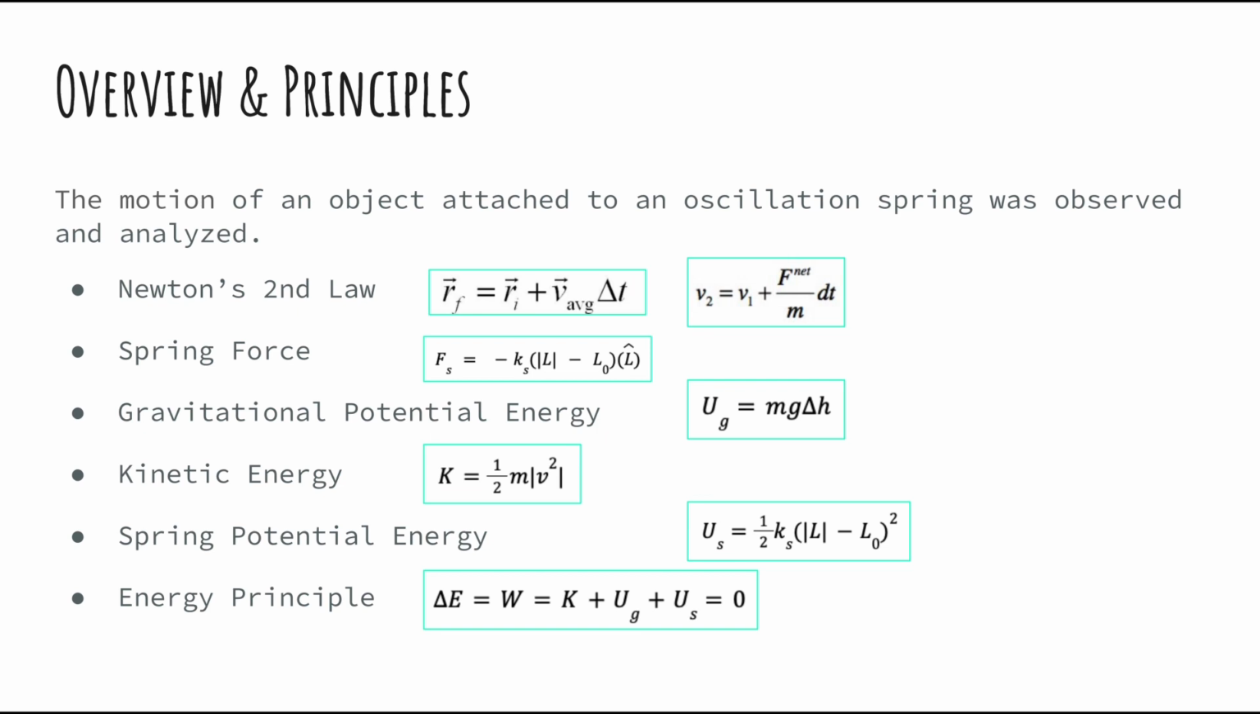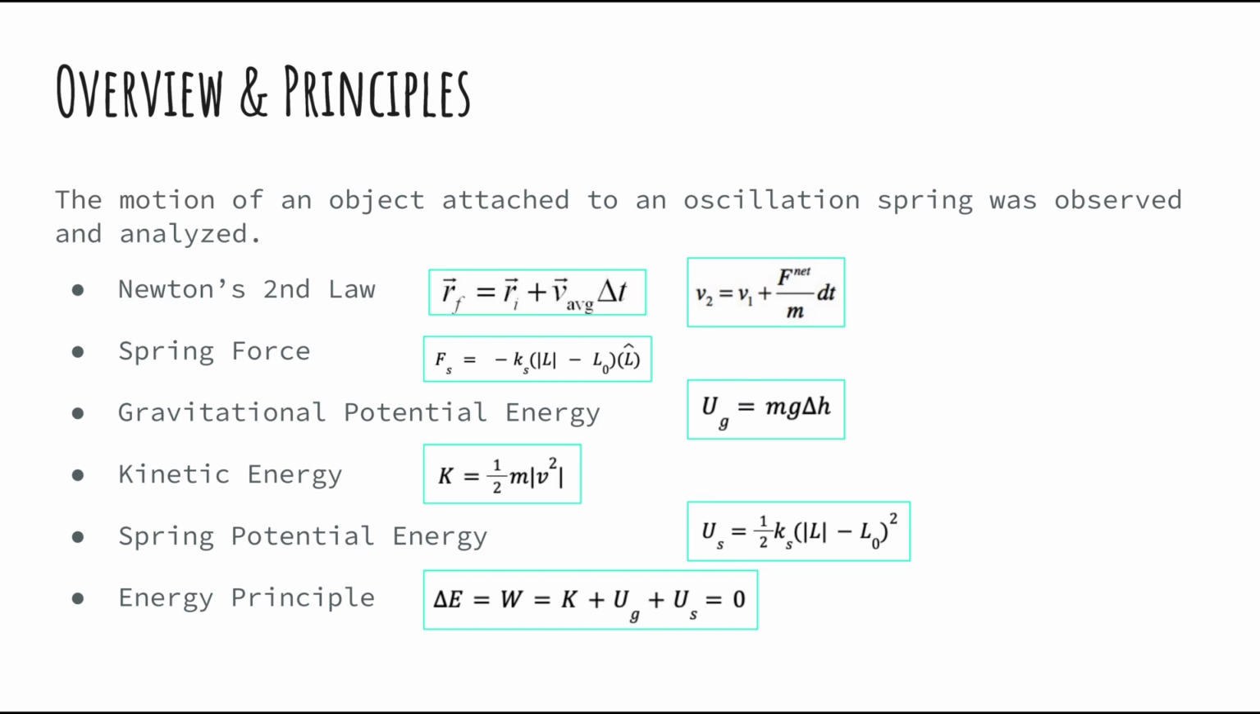The update position and velocity formulas derived from Newton's second law are used to calculate and change the ball's motion. In order to do these calculations, I need to find the net force acting on the ball, which is the sum of the force of gravity and the spring. In addition, the change in energy is found for kinetic energy, gravitational potential energy, and spring potential energy.